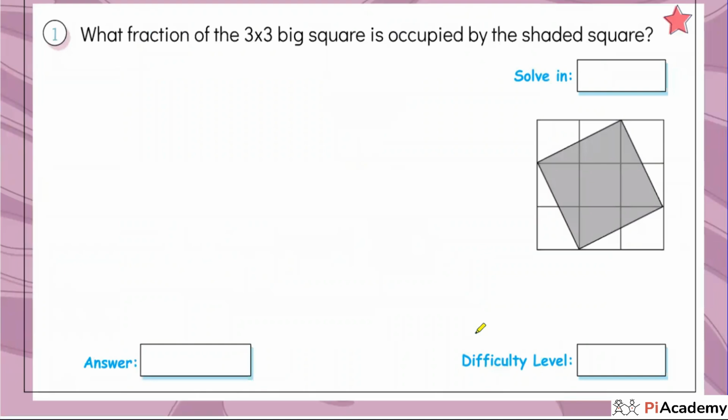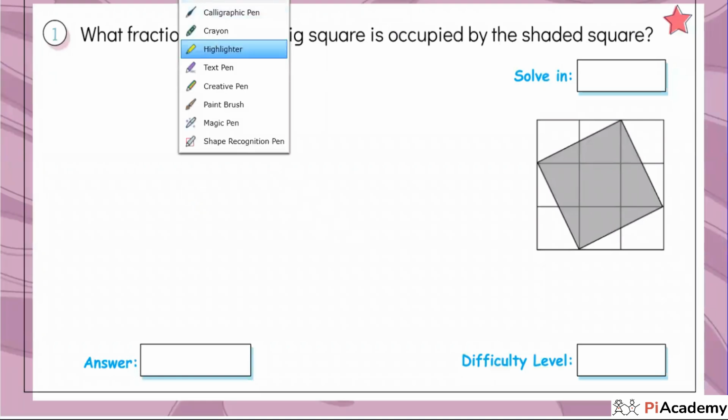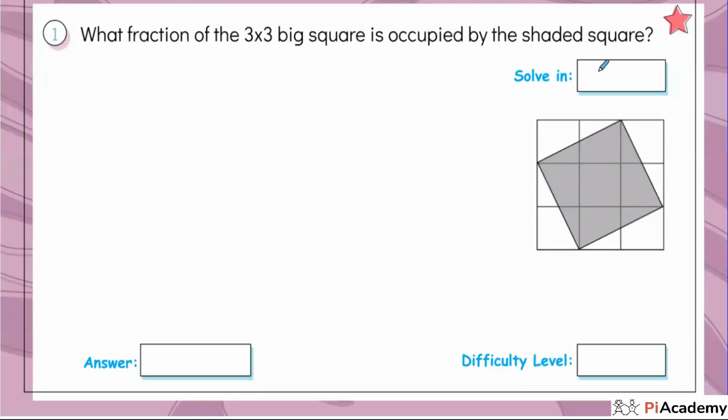What fraction of the 3 by 3 big square is occupied by the shaded squares? I am giving you a time limit, and this question can be solved in 1 minute 30 seconds. I am asking all of you to do this question. You all have 1.5 minutes. Use it wisely, and after that you can send me your answers in the chat. You need to tell me what fraction of the square is occupied by the shaded squares.